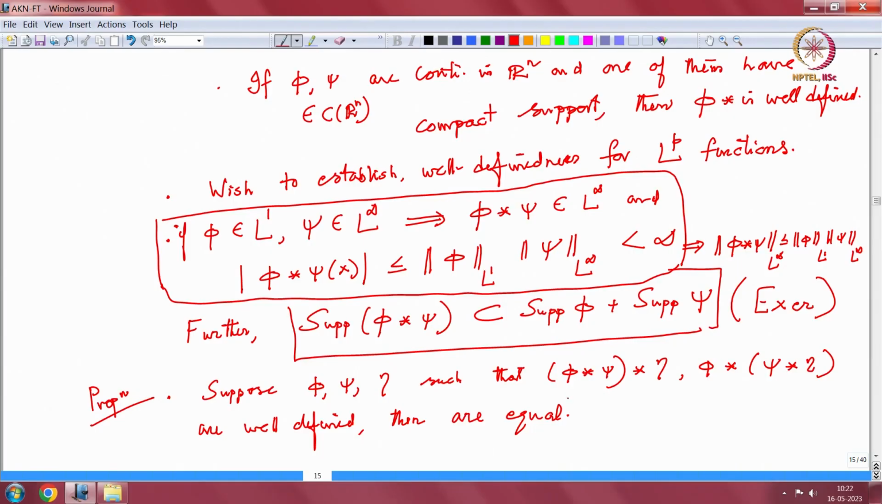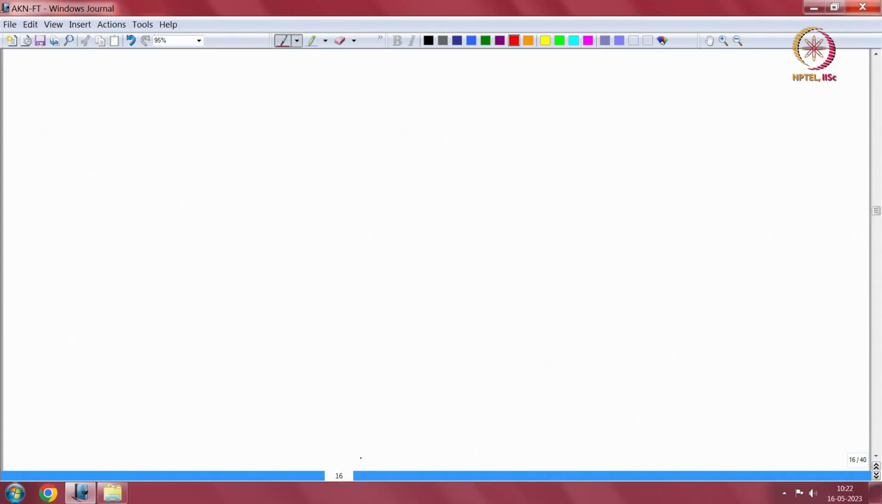What we are going to quickly say is that if you have three functions and these two products are well defined, then they are equal, as we will see. So, let me quickly give a proof of that. The proof is easy: the convolution is associative. So, let us write it down. I am not checking its validity, but assume that all the integrals are well defined, at x.